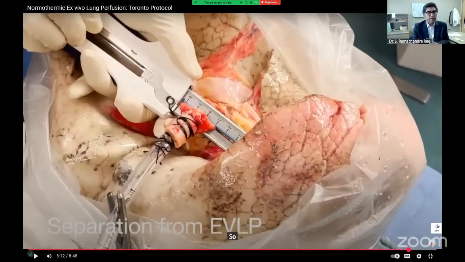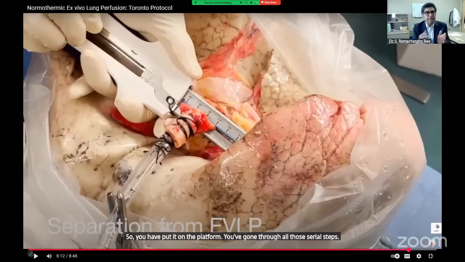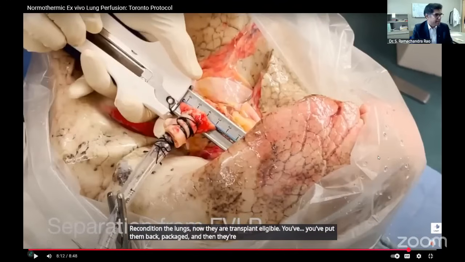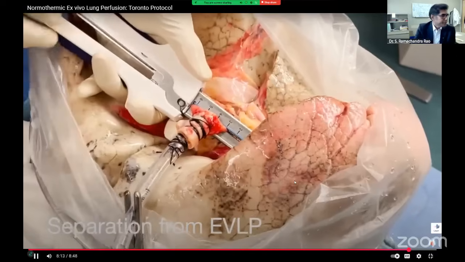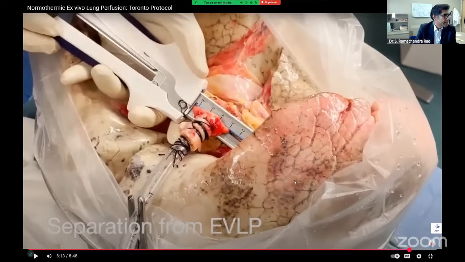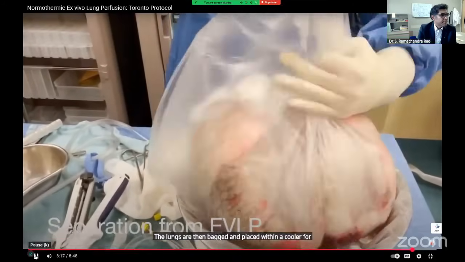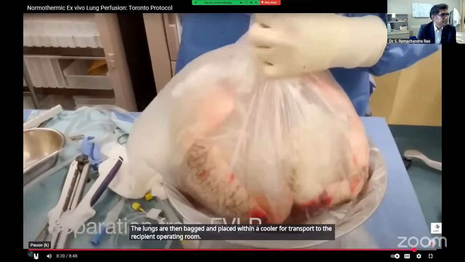So you've put it on the platform, you've gone through all those serial steps, you monitored in real time, 4 to 6 hours, whatever time it takes, reconditioned the lungs. Now they are transplant eligible. You've put them back, packaged, and then they're ready to be utilized. The lungs are then bagged and placed within a cooler for transfer to the recipient operating room.